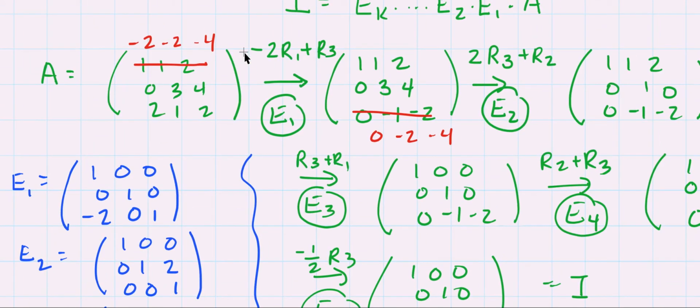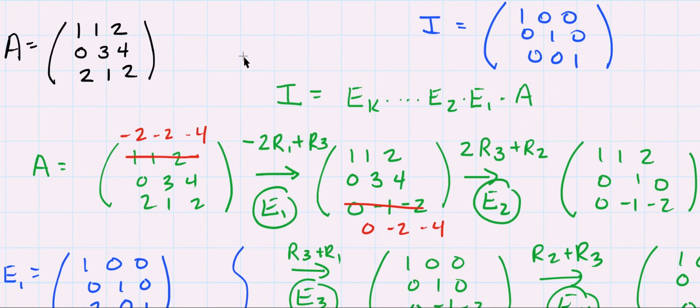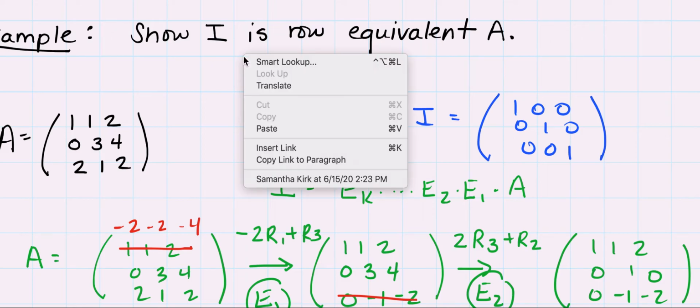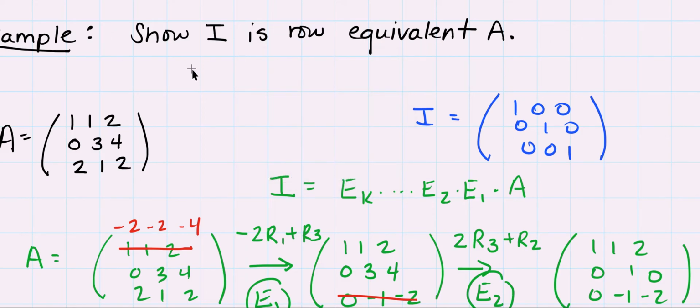All right, so we showed that the matrix A was indeed row equivalent to the identity matrix, or the identity matrix is row equivalent to A. It doesn't really matter because if you can show that one is row equivalent to the other, so if A is row equivalent to B, then B is row equivalent to A. You just do the inverse of all of these properties.